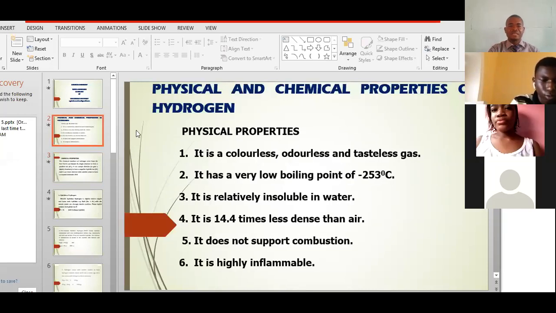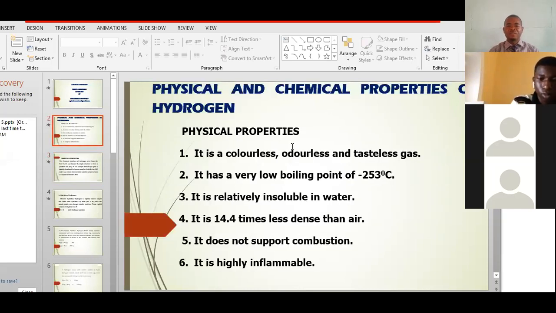Okay, look at my slides for the physical properties of hydrogen. Hydrogen is colorless, odorless, and tasteless. It has a very low boiling point of minus 253 degrees centigrade. Hydrogen is not soluble in water, and I said that is why we collect it over water in the laboratory during preparation. Collect it by the upward delivery and downward displacement of air.